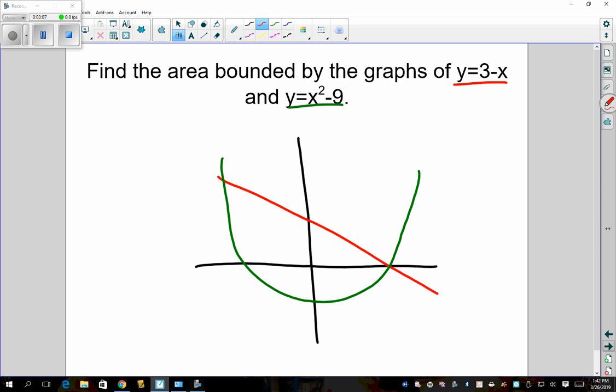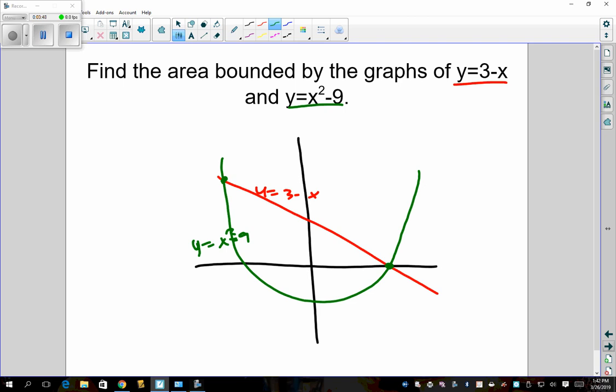So here we're given a similar scenario. We're asked to find the area bounded by y equals 3 minus x, that's in the red, and y equals x squared minus 9. And so again, since we're finding the area between two curves, we want to subtract the bottom curve from the top curve. So our top curve is y equals 3 minus x. Our bottom curve is y equals x squared minus 9. And in this scenario, we are not given any bounds, but if you notice, these two functions naturally create bounds between them.